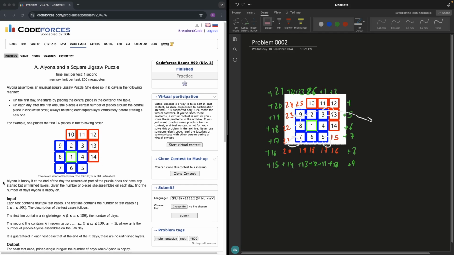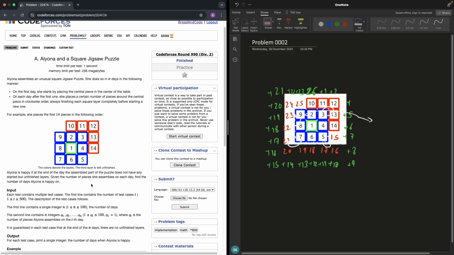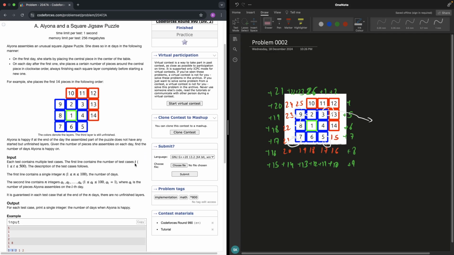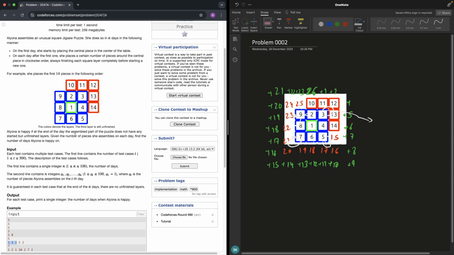So here is the condition when Alyona is going to be happy. If we read this, it's a little bit confusing because it's a negative statement. So I will first read it.